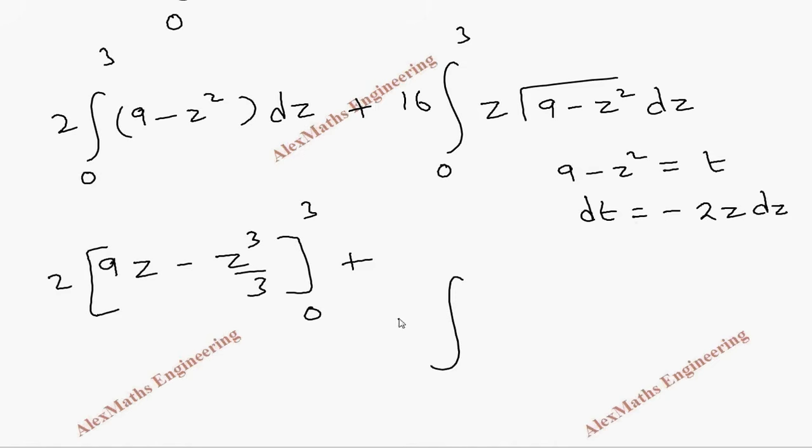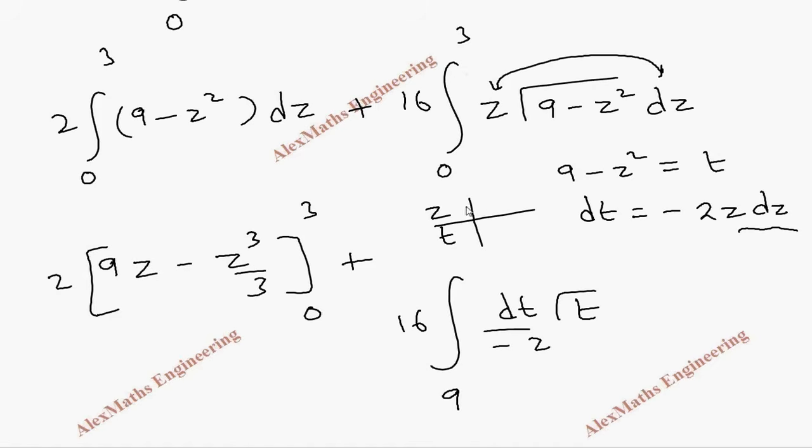So this will be 16 outside. This z and dz is here, which is dt by minus 2, and this is root t. And we have to change the limit. When z is 0 here, t becomes 9. Let's write it here, z and t, and limit of z is 0 to 3. When z is 0 here, t is 9. When z is 3 here, t is 0. So 9 to 0 is the limit.